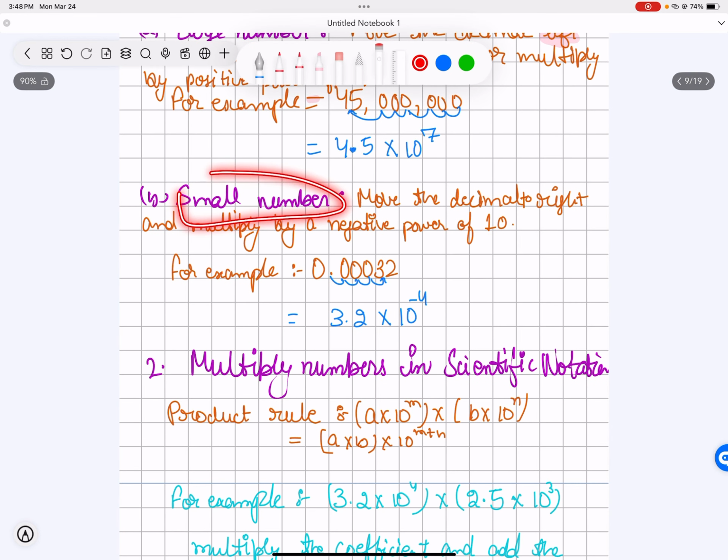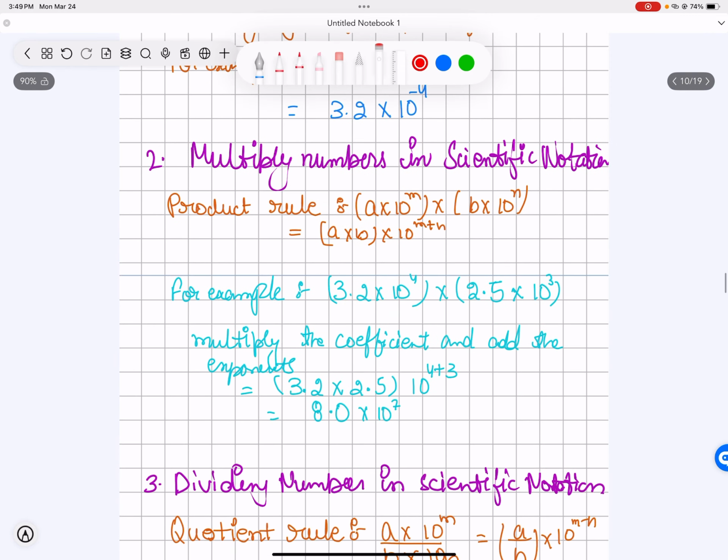If we have smaller numbers, then we move the decimal to the right side, and we multiply by a negative power of 10. So here I have 0.00032, and I move my decimal to the right side 4 spaces, 1, 2, 3, 4. Then I add the power of 10 to the minus 4.